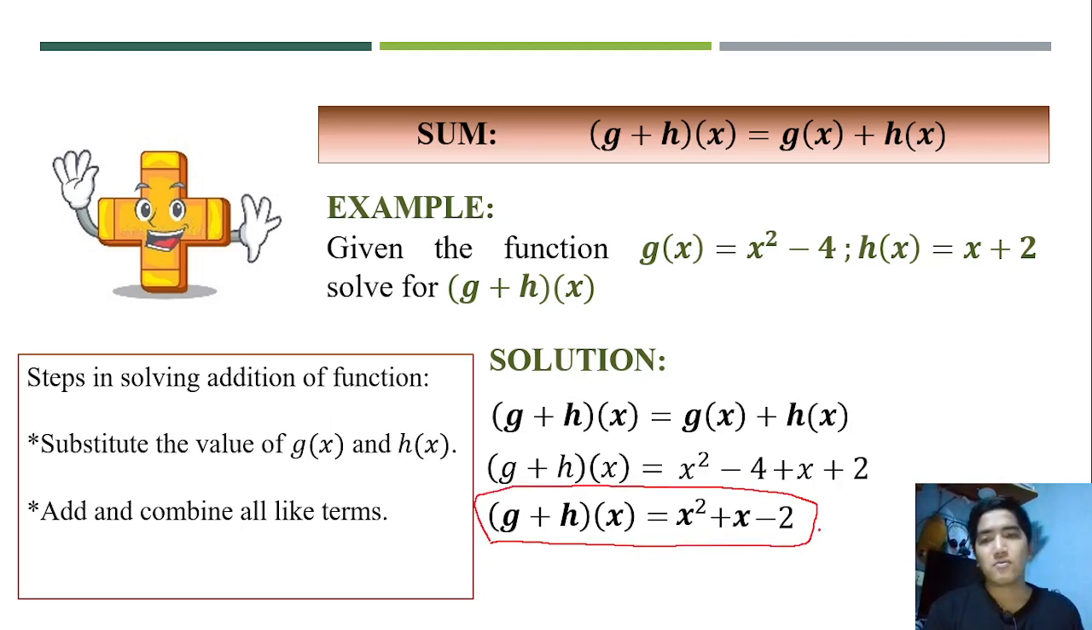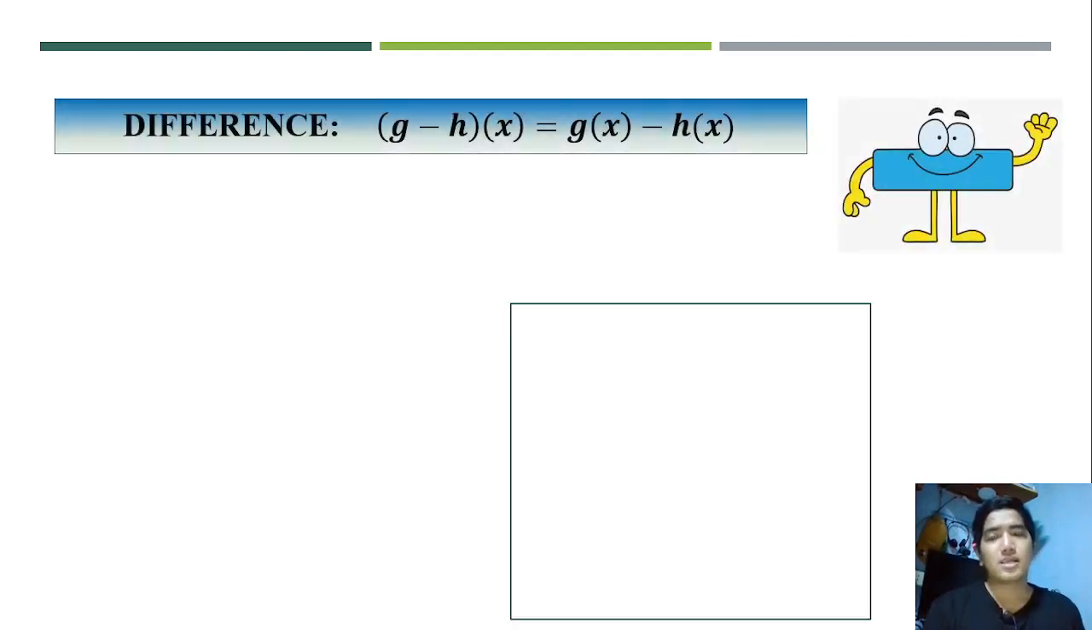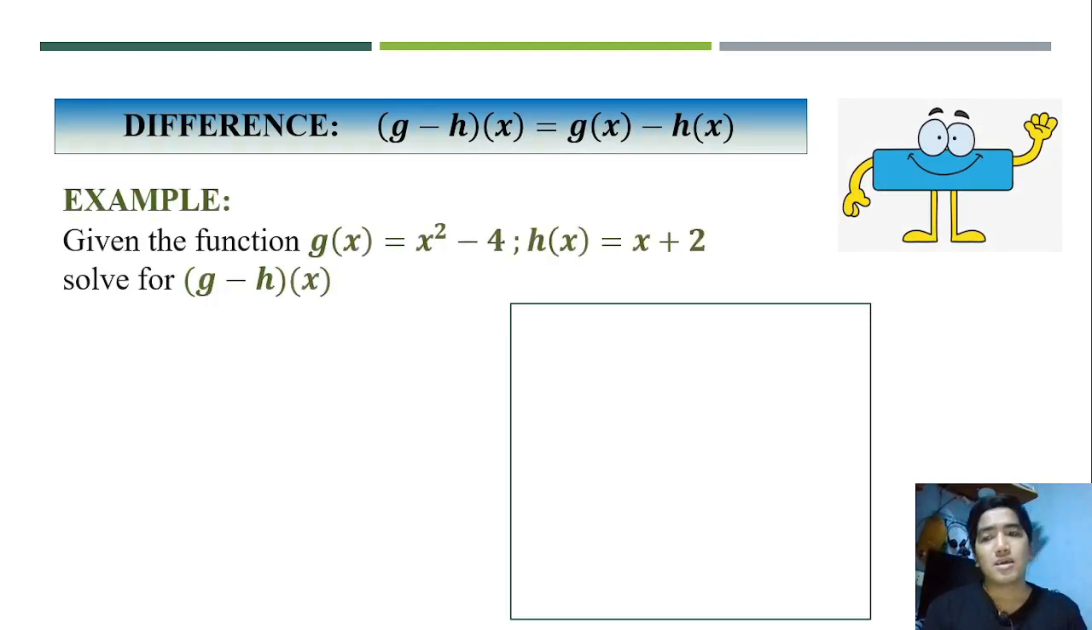Ayan. So, now we will proceed to the difference, or dun sa ating subtraction. Okay? Given the example, given the function g of x is equal to x squared minus 4 and h of x is equal to x plus 2. So solve for the value of g minus h of x. So again, first function natin si g, isusubtract daw natin sa second function natin na si h. Okay, so kanina nag-add tayo, so ngayon magsusubtract naman tayo.